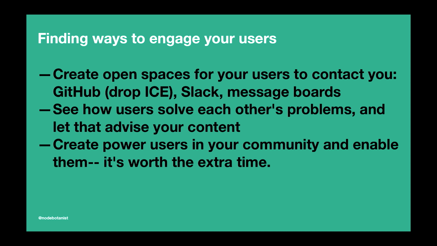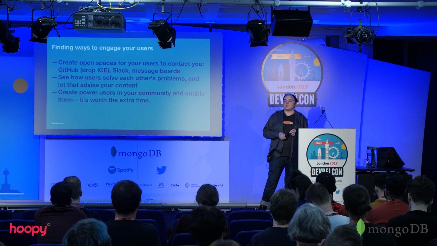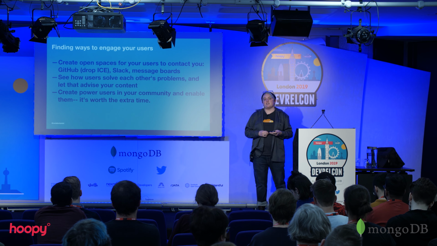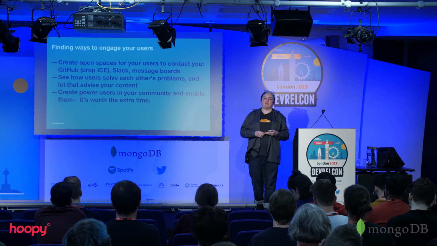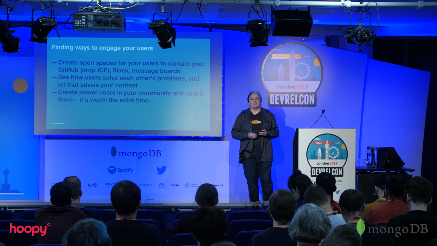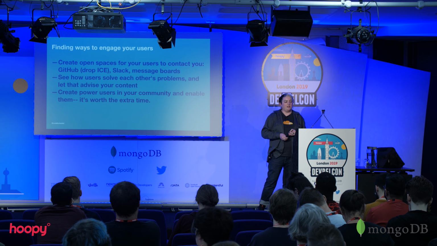See how users solve each other's problems. Look up Stack Overflow questions. Look up on the internet how to solve common problems with your product and see how they solve each other's problems, and let that advise your content. If you see a lot of your users are posting Stack Overflow questions or answers or comments about a specific topic, even if it's just a related technology, maybe it's time to make a piece of content about that related technology, or maybe it's time to update the content around the problem that's being had.